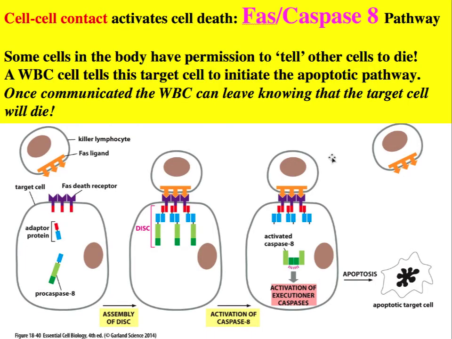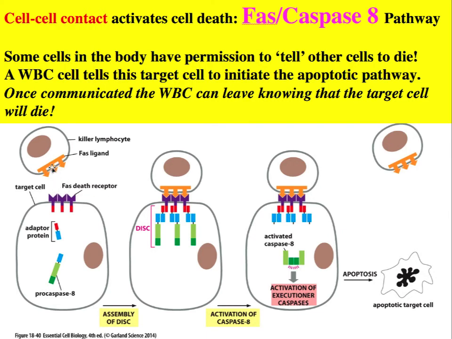There's another system that cells have that does not rely on an endocrine or a paracrine signal. This system relies on a juxtacrine signal. So cell contact needs to be made. In this example here, we have a white blood cell, a killer lymphocyte, such as a cytotoxic T cell, a CD8 T cell. And on the surface of that T cell, we have a protein called the Fas ligand. And that will bind upon contact to receptors on the target cell. And they're called the Fas death receptors.